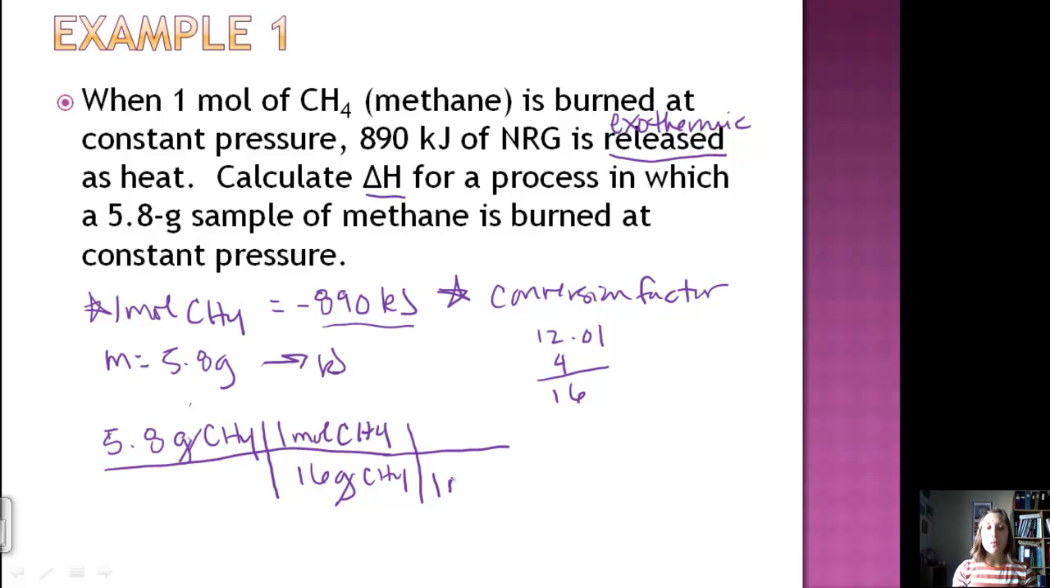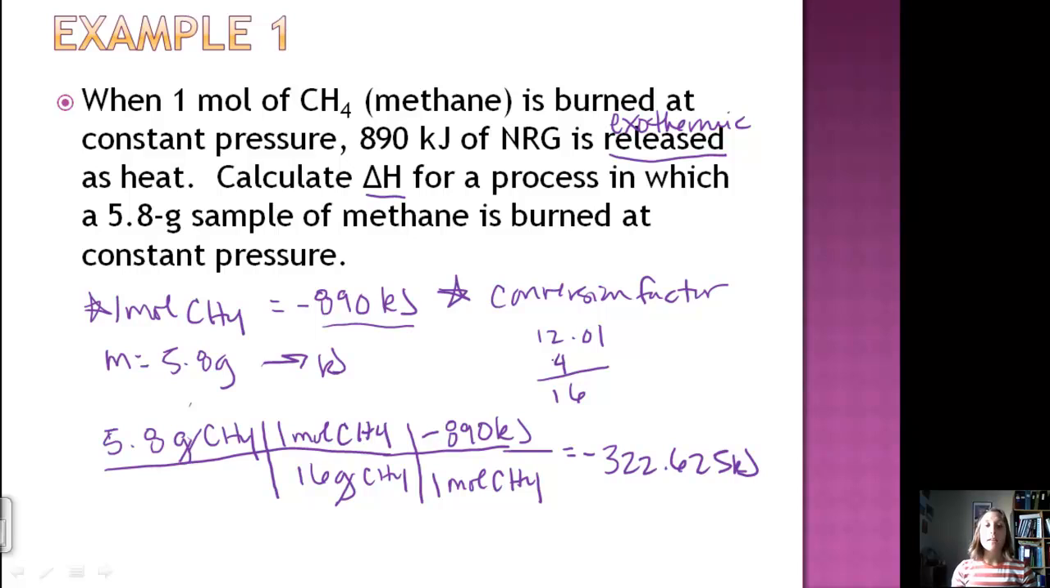So for every 1 mole of CH4, and I want it on the bottom so we'll cancel, there are negative 890 kilojoules released. So take your calculator. We're going to multiply anything on top, divide anything on the bottom. So we're going to take our 5.8 divided by 16 times negative 890. And we get negative 322.625.